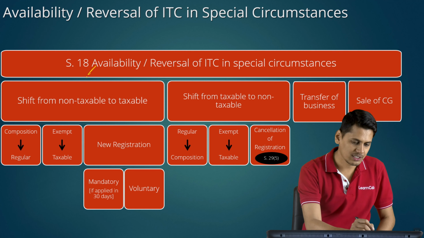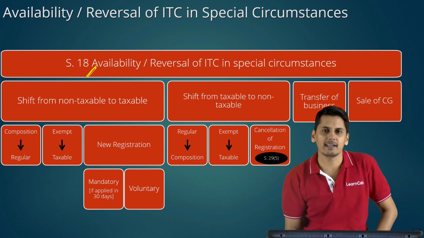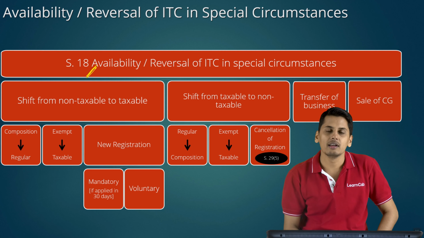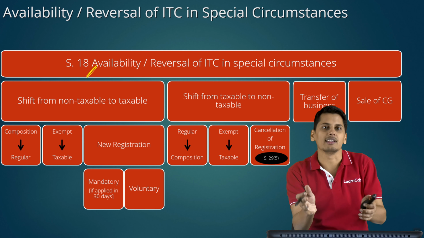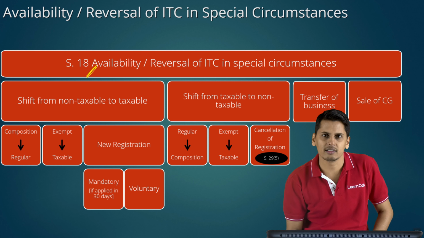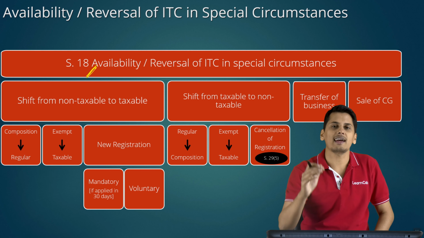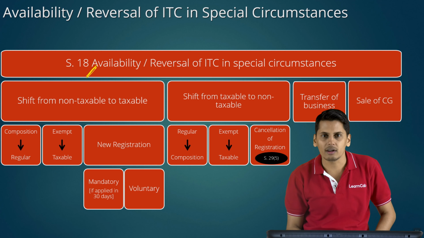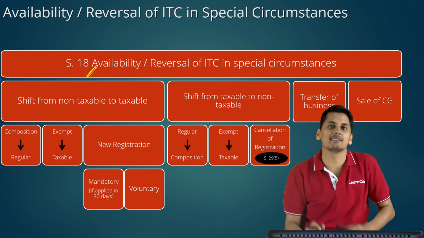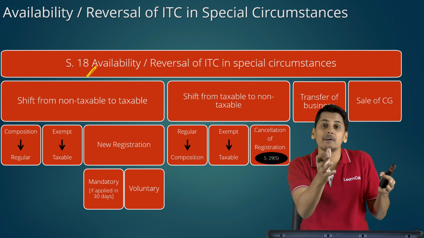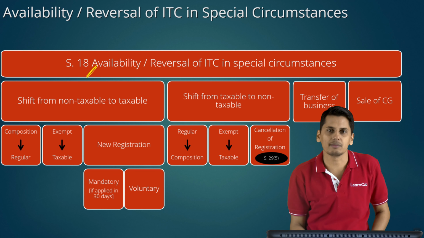Next amendment, section 18, availability of input tax credit in special circumstances. Friends, there could be a scenario where initially you are eligible for input tax credit, but later on you become ineligible because you choose to pay taxes under the composition scheme, or the products which you are supplying become exempt supply. Initially they were taxable when you availed credit, but now they become an exempt supply. It could be a vice versa scenario as well.